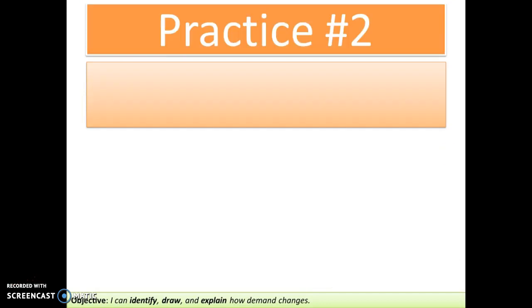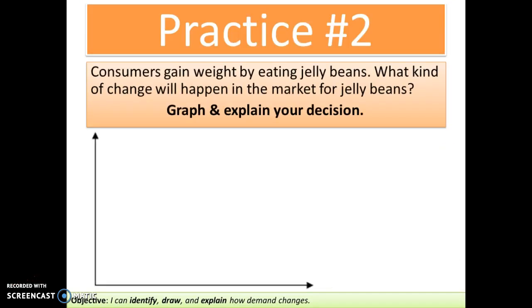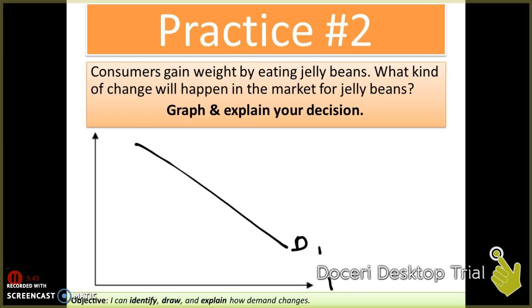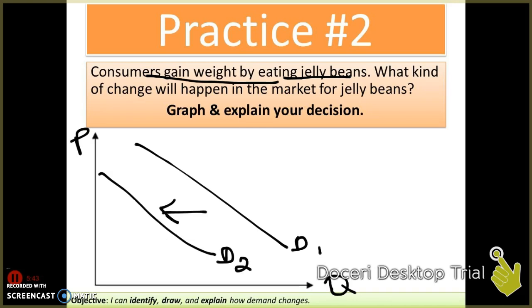And the next one. Consumers gain weight by eating jelly beans. What kind of change will happen in the market for jelly beans? So we do the same thing, draw our original demand curve, price and quantity. And then if consumers gain weight, that doesn't sound very good. Boy, I don't want to eat jelly beans. That sounds like I'm not going to prefer jelly beans anymore. So that sounds like I'm not going to demand jelly beans if that's what happens. And so that's going to create a demand decrease. People are not going to want to buy jelly beans anymore. And the explanation here is a change in tastes or preferences.